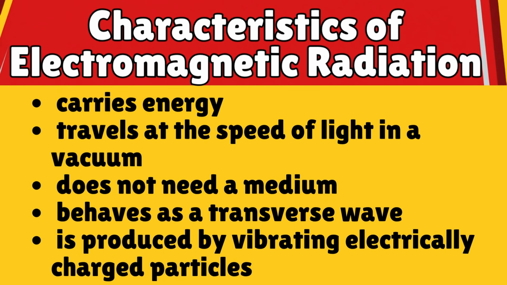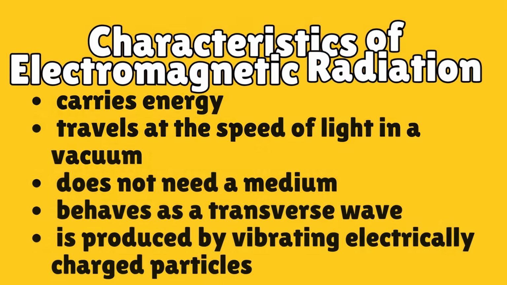The characteristics of electromagnetic radiation include: number 1, it carries energy. Second, it travels at the speed of light in a vacuum. So it's very fast. Again, the speed is 3 times 10 raised to 8 meters per second. And then, it doesn't need a medium. It behaves as a transverse wave and is produced by vibrating electrically charged particles.